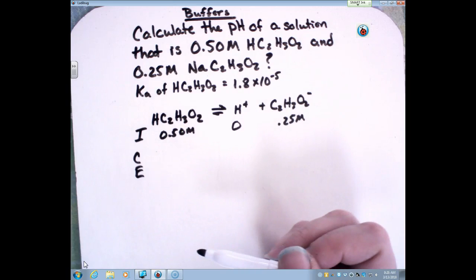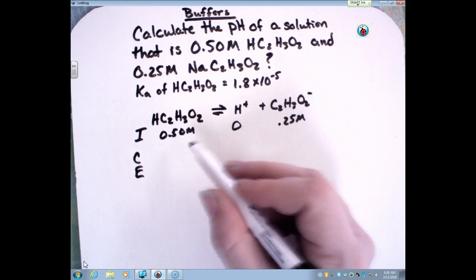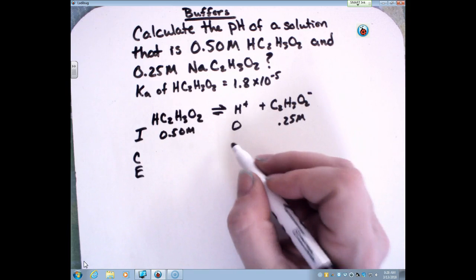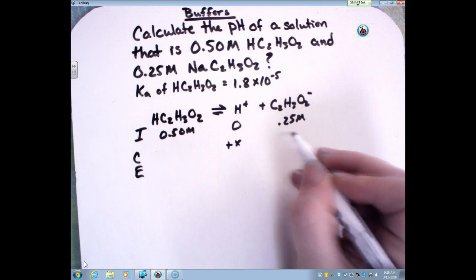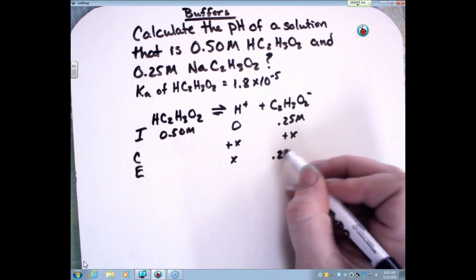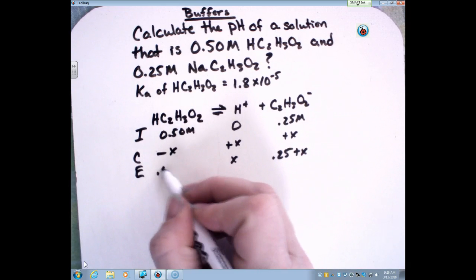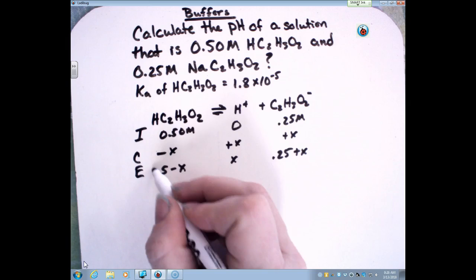Proceed with the icebox the exact same way as you would before. So once it starts interacting with water, we're going to get more ionization. How much? I don't know. So we're going to make that x. So this is going to be x. This is going to be 0.25 plus x. And this is going to be minus x. So this is going to be 0.5 minus x.